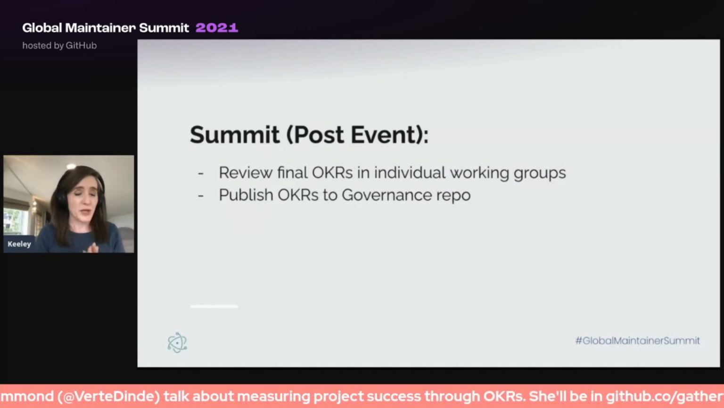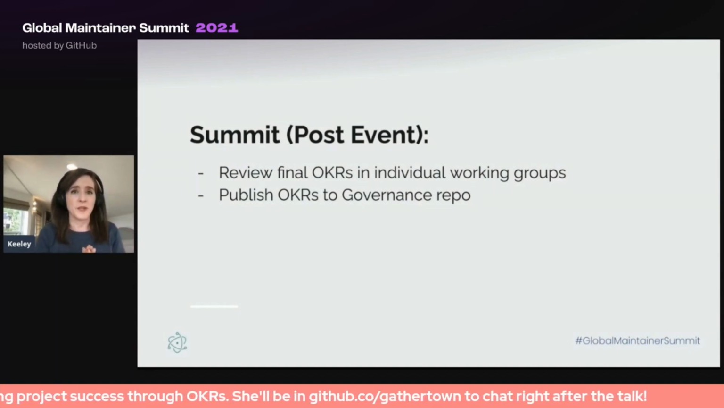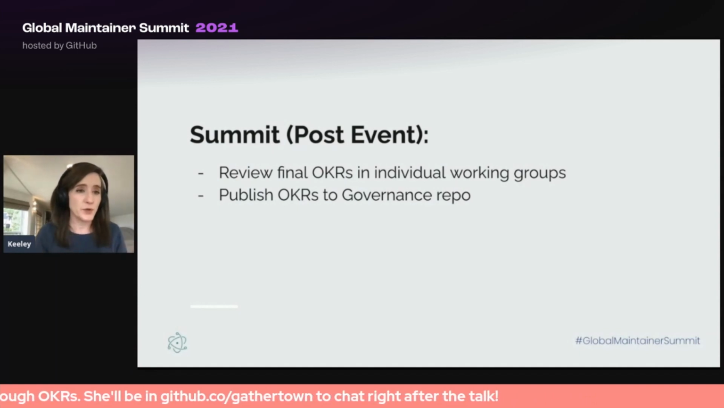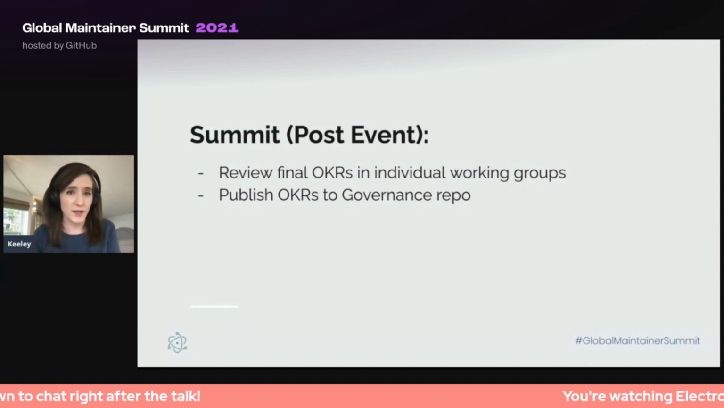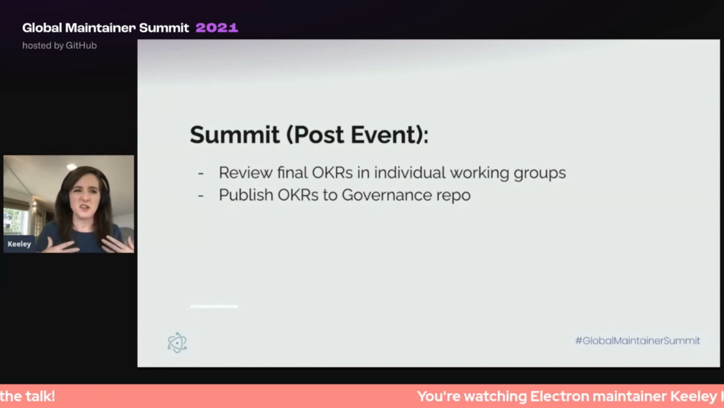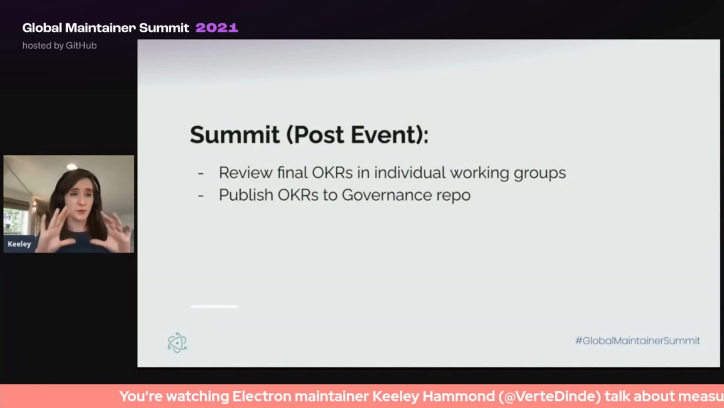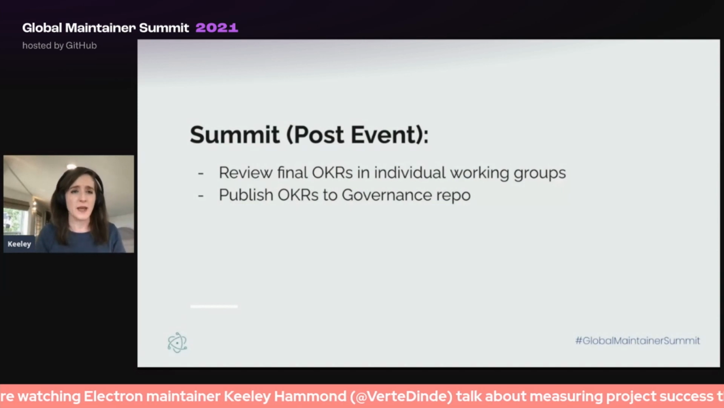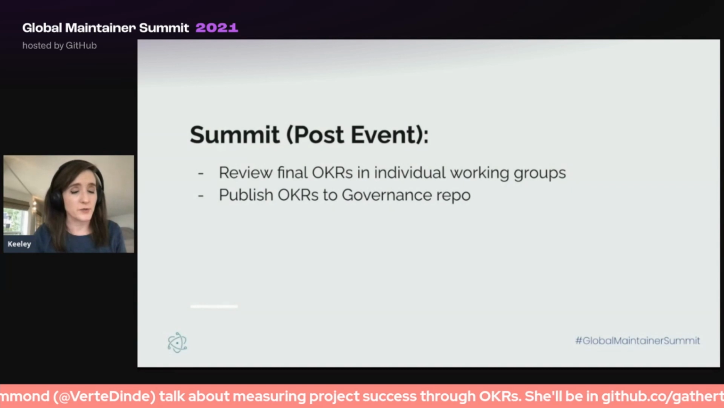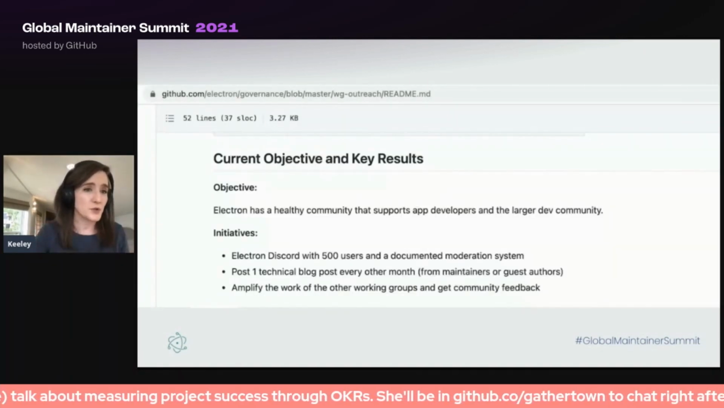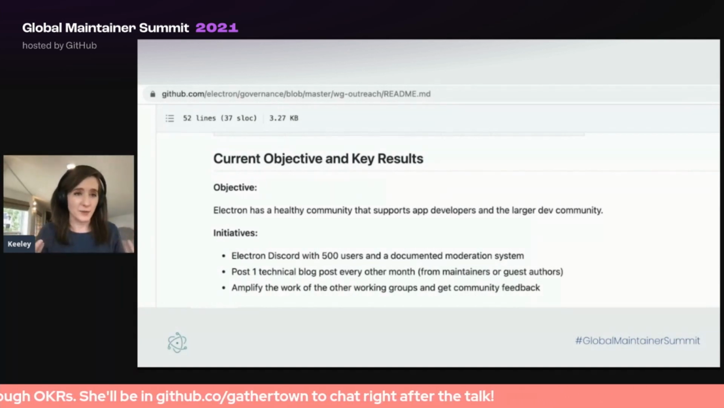So Summit ends, we have rough objectives, we have rough key results, we have rough initiatives. After Summit, we have a chance to review those final OKRs again. And what we typically do is review them in the individual working groups for Electron. These working groups usually meet either twice a month or once a month. And so we'll take our time at our next meeting to actually review the OKRs, make sure we still like them, and then publish them publicly to our governance repo. So if you go to Electron's governance repo today and look at, say, the outreach working group, for example, you can see our current objectives, key results, and initiatives in the README.